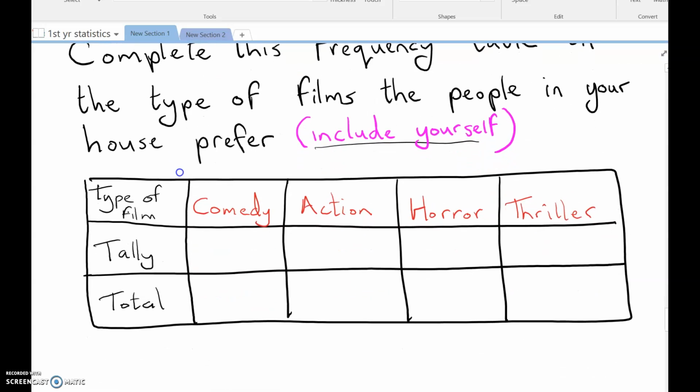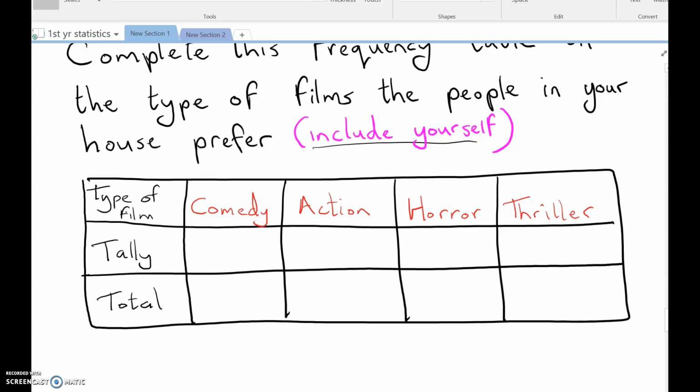So I asked already the people in my house whether they preferred comedy films, action films, horror films, or thriller films. I went around to the first person and I asked him what did he like, and he said he preferred action. So I put a little mark in the action box. Then I went to the next person and I asked what did she like, and she told me she liked horror. So I put a little dash in the horror box. And then I asked the next person and she said thriller. So I put a little mark in the thriller box.